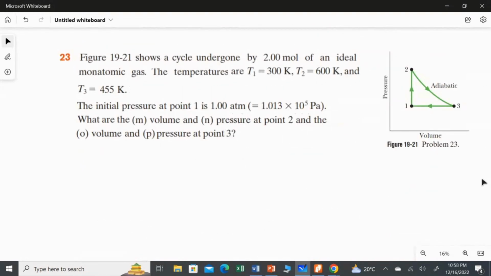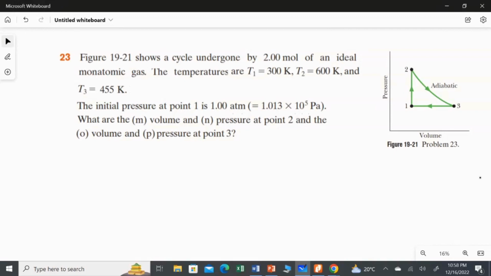The figure shows a cycle undergone by 2 moles of an ideal monoatomic gas. The temperatures are T1 equal to 300 Kelvin, T2 equal to 600 Kelvin, and T3 equal to 455 Kelvin. Now we have to answer the last 4 subdivisions. So let's read what is given here.